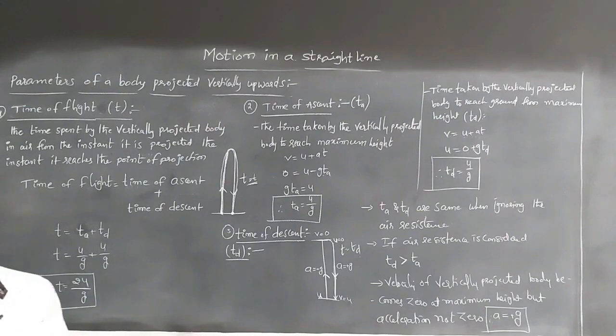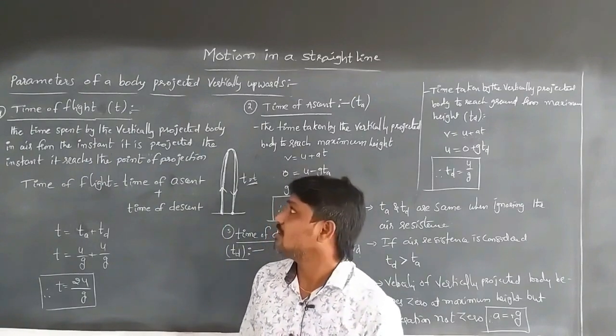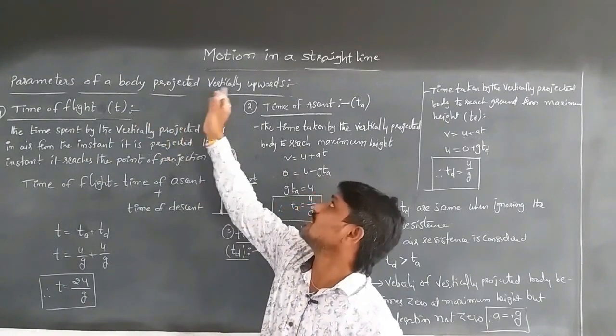These are the four parameters of a body projected vertically upwards. This is about the parameters of a body projected vertically upwards.